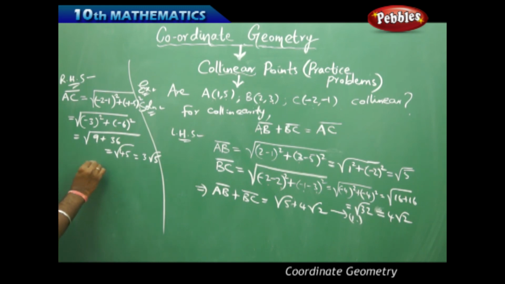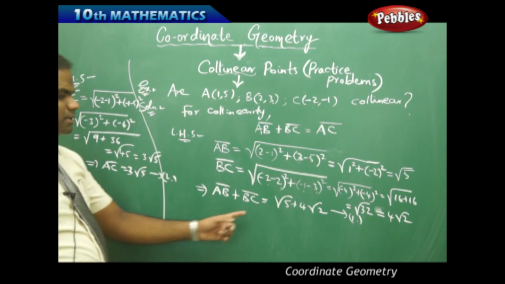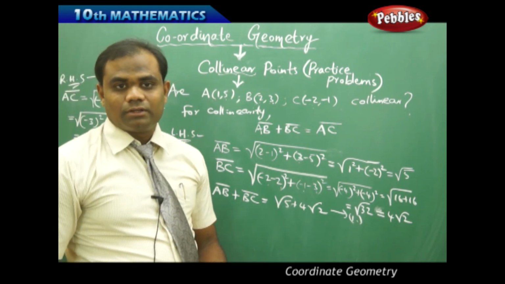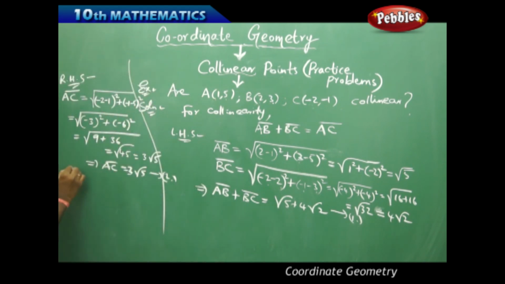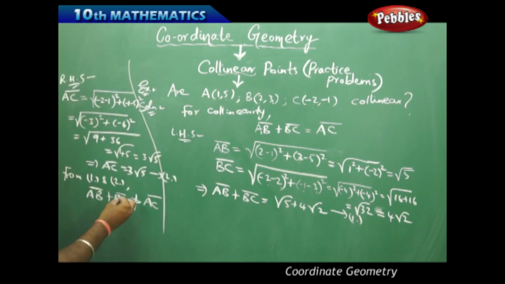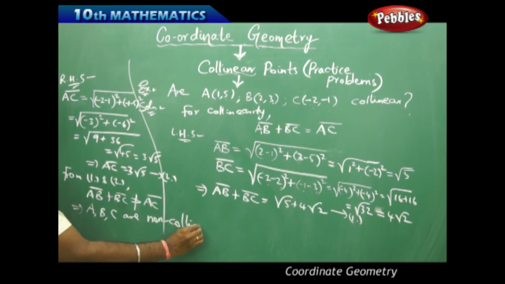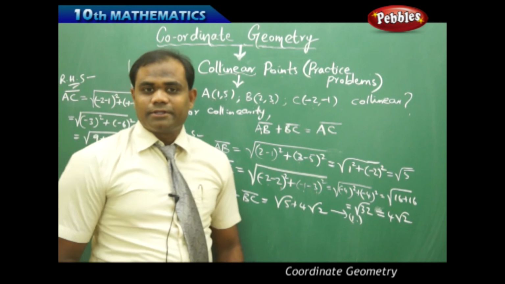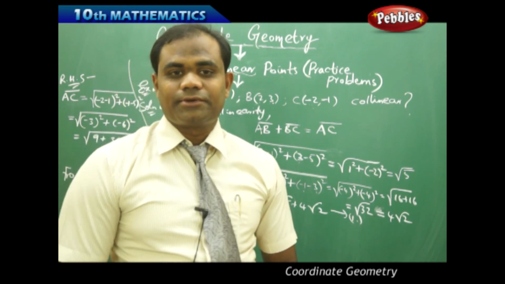But clearly I can see that AC is 3 root 5 and AB plus BC is root 5 plus 4 root 2. They are not equal. So from 1 and 2, I can say that AB plus BC is not equal to AC. Hence, ABC are not collinear. That implies ABC are non-collinear. That is, the 3 points do not lie on the same straight line.